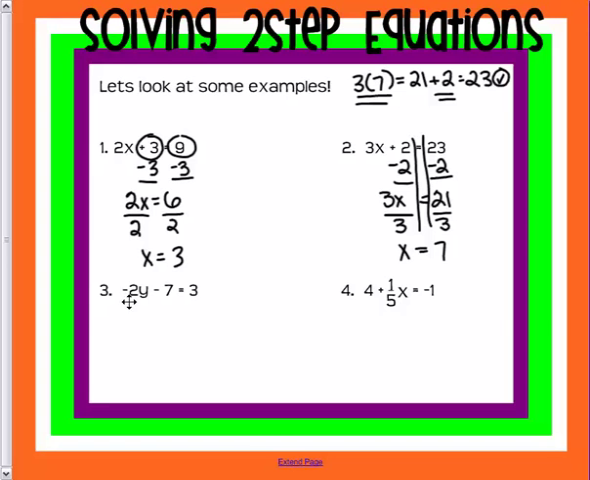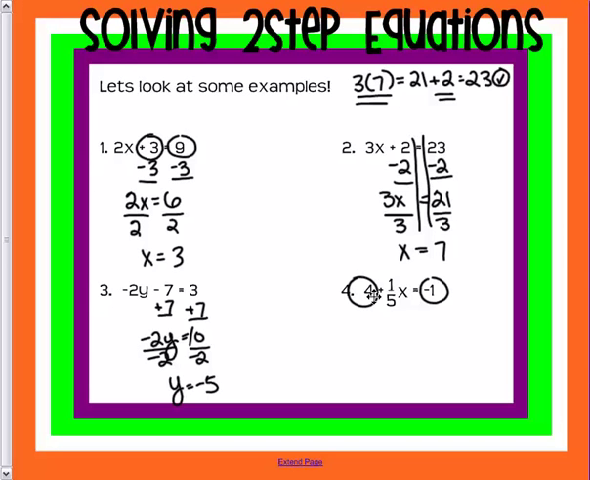What do you see? Should I subtract to get 3 with 7, or should I add to get 3 with 7? I'm going to add 7 to both sides. So I get 10 on this side, and negative 2y on this side, divide by negative 2, and I get y equals negative 5. Over here, I've got a 4 and a negative 1.